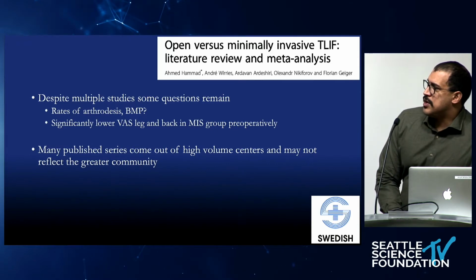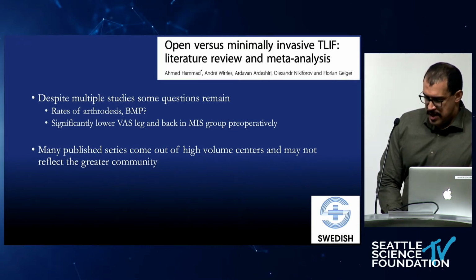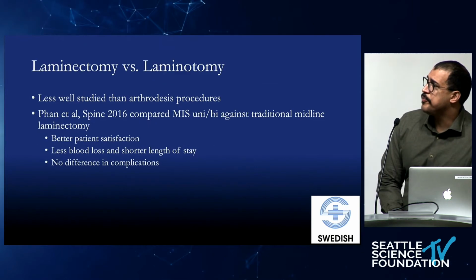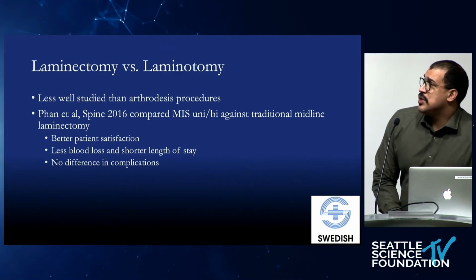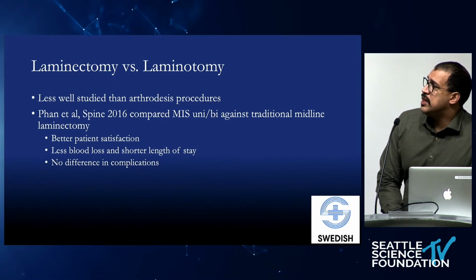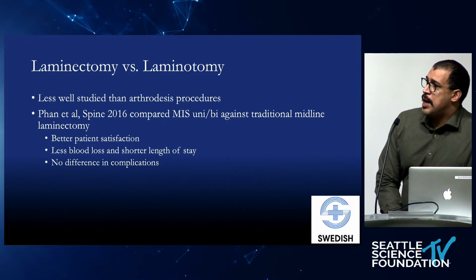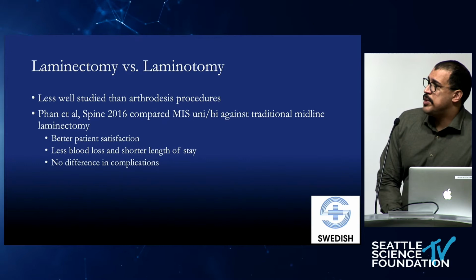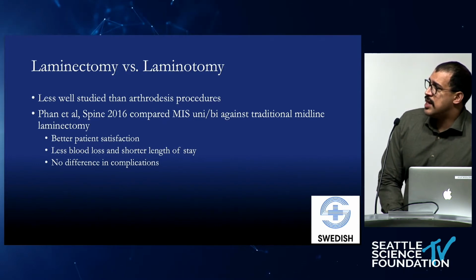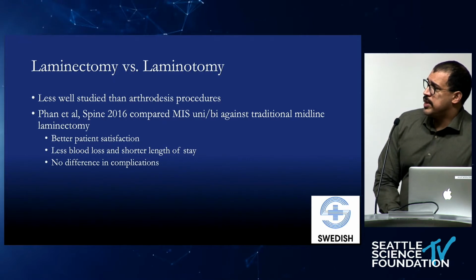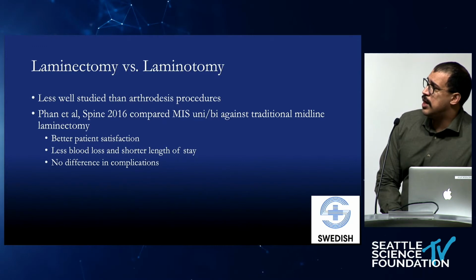And again, we just talked briefly about the community and how things can be different than what you'll see in a well-written paper from an academic center. They've actually looked at laminectomy and laminotomy. Again, I don't think this is the greatest study, but they did look at MIS through a tube versus open traditional laminectomy. They found better patient satisfaction, less blood loss, no real difference in complications, but patients are up and moving faster with better pain scores postoperatively and better outcomes.